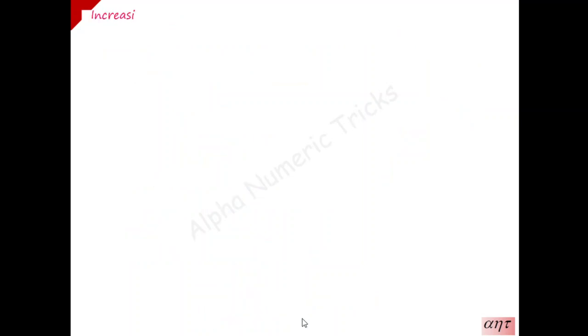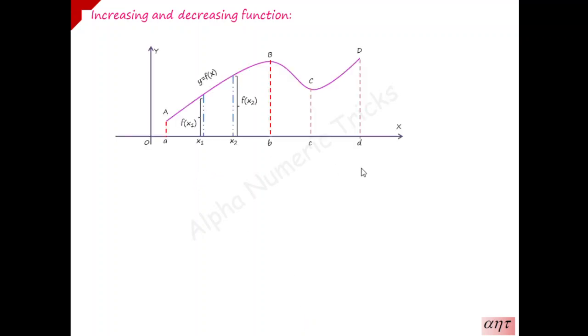Now we will see what an increasing and decreasing function is. Consider this figure. In this, look at this curve. From the point A to B, it rises. The curve rises from A to B, and from B to C it falls, and from C to D it again rises. So from that we can say that the curve is increasing from A to B, decreasing from B to C, and again increasing from C to D. So this function is increasing, decreasing and increasing.